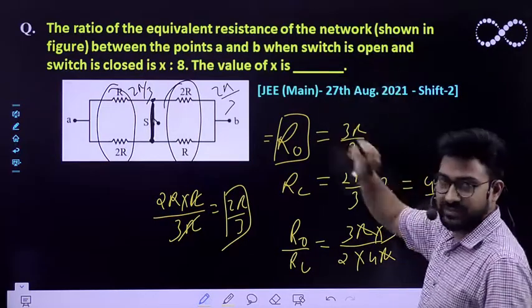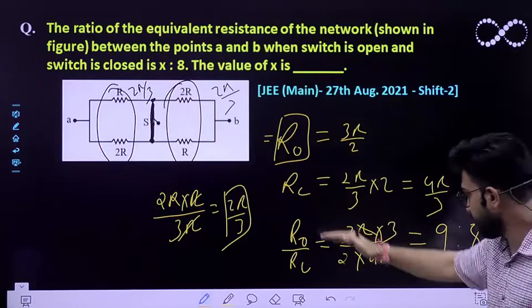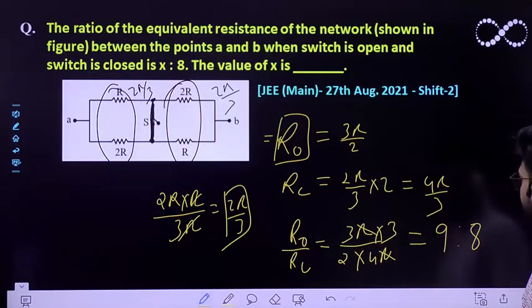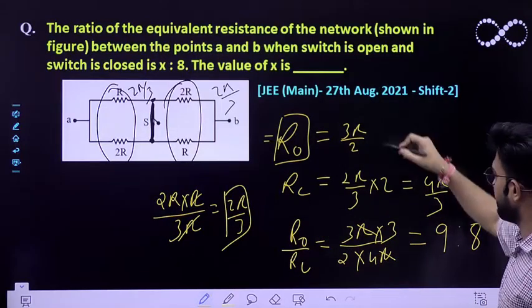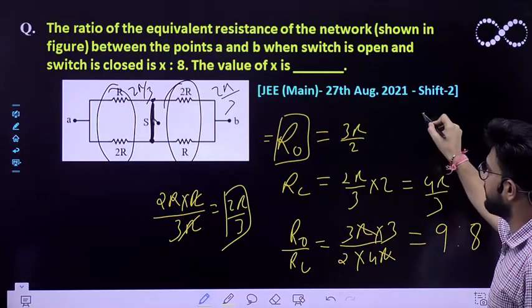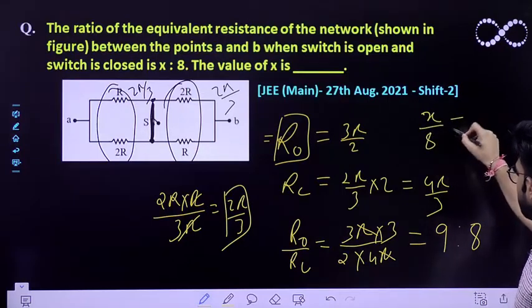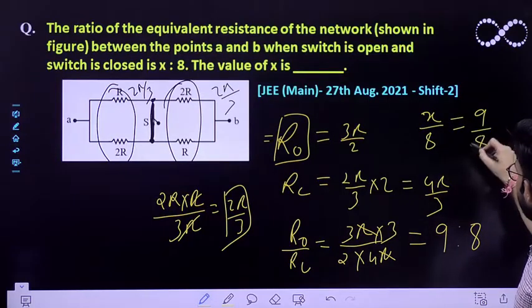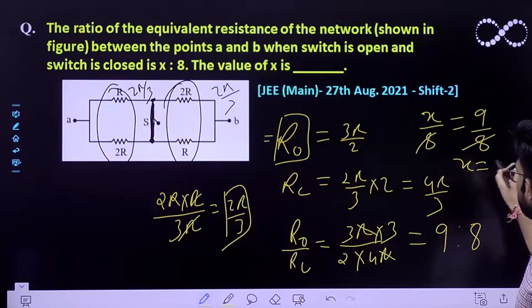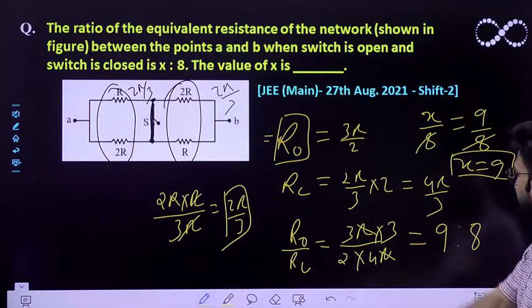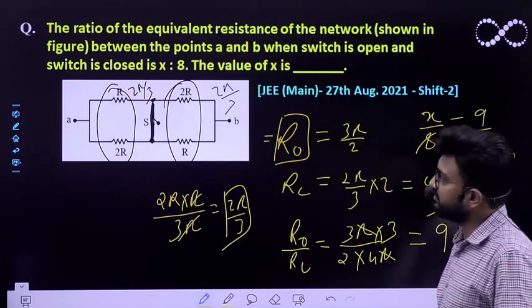So this is the expression that we are getting, open by closed switch. Compare it with the above expression. X by 8 must be equal to 9 by 8. So the value of X comes out to be 9. So this is the value that we are getting.